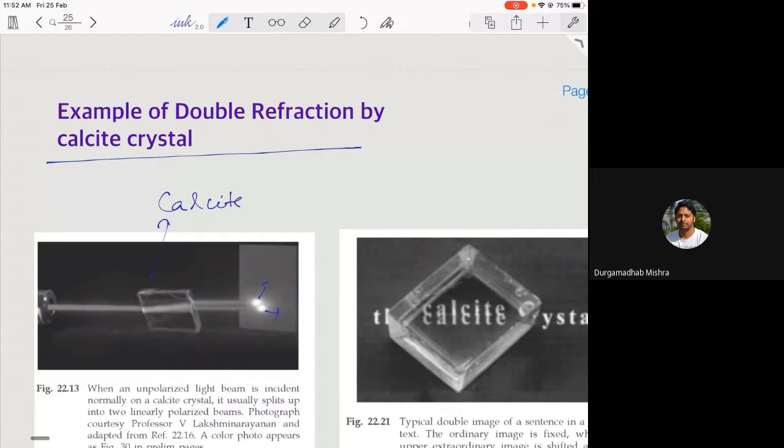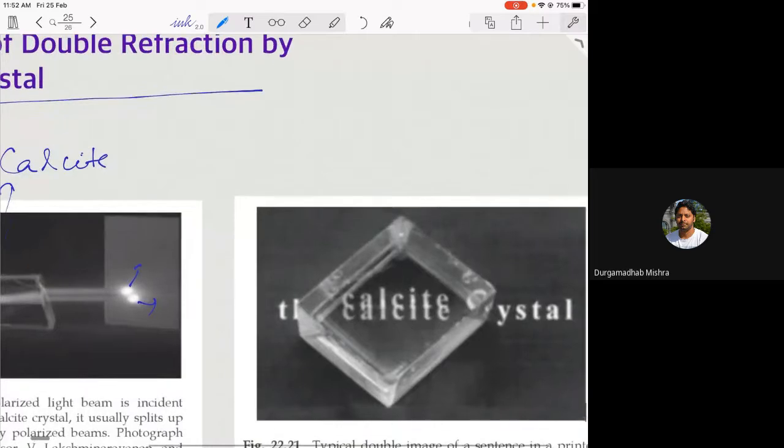Interestingly, both the waves are also linearly polarized. You come with an unpolarized light and pass it through a calcite crystal, and you obtain two rays and both are plane polarized. That is the nature of the crystal. Here on the right hand side, you see an example of double refraction. They have written calcite on the crystal, and you see it written two times because of this double refraction.